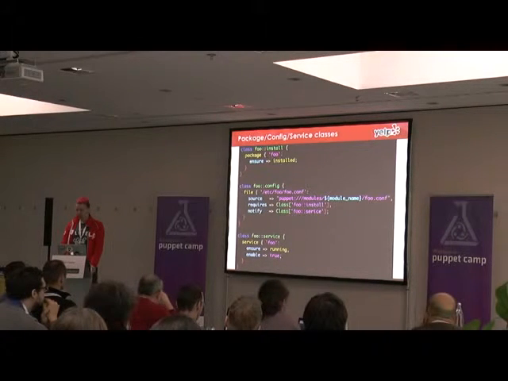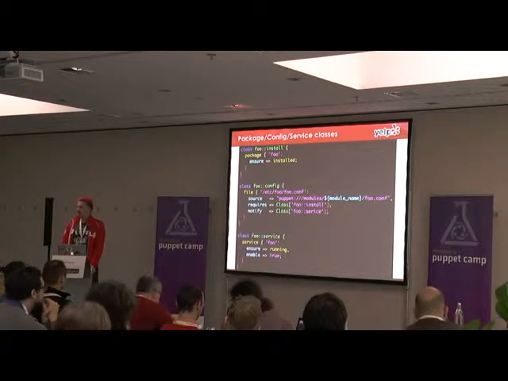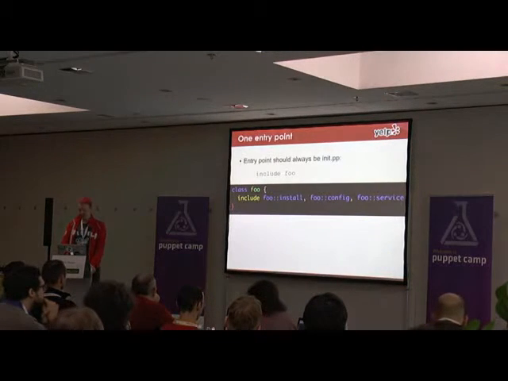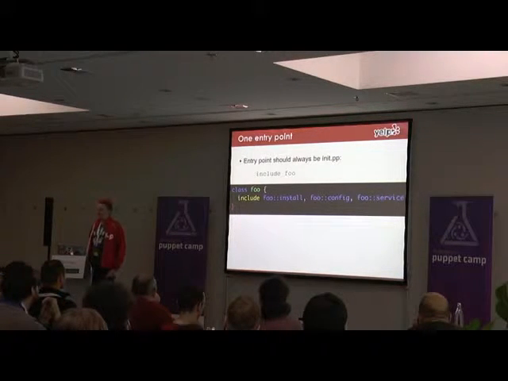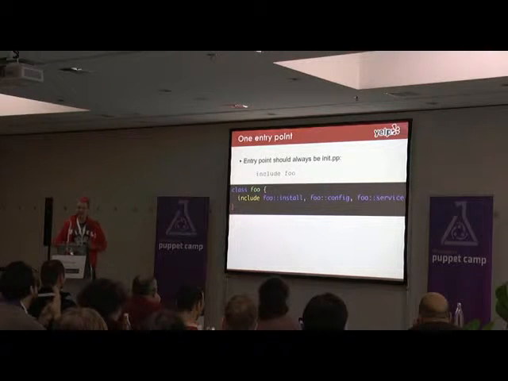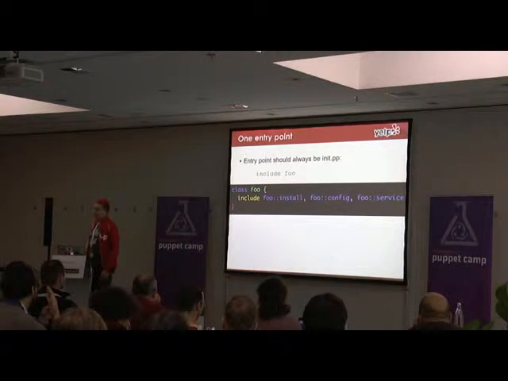Cool. The next golden hard rule for writing Puppet code well is every module should have exactly one entry point. If you have more than one entry point, or if the thing you do isn't include foo, then you're doing it wrong, basically. I don't care if your module manages both a server and a client. If you don't have one entry point, you're doing it wrong.